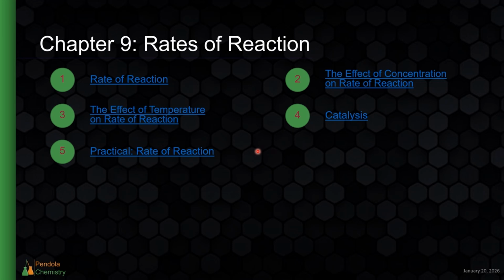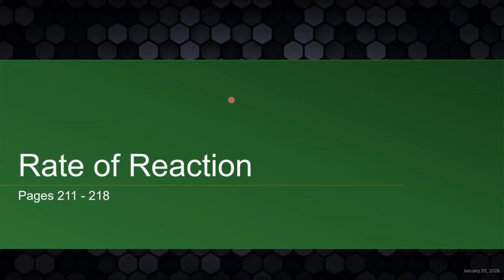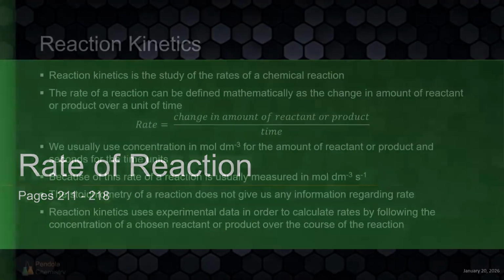So let's get started. Now there is one practical for this chapter, which is the rate of reaction practical, where we essentially do an experiment where we measure the rate. And we'll do that later in the class. But let's start with section 1. Section 1 is going to cover the basics. What is the rate of reaction? How do we calculate it? How do we measure it? And so on.